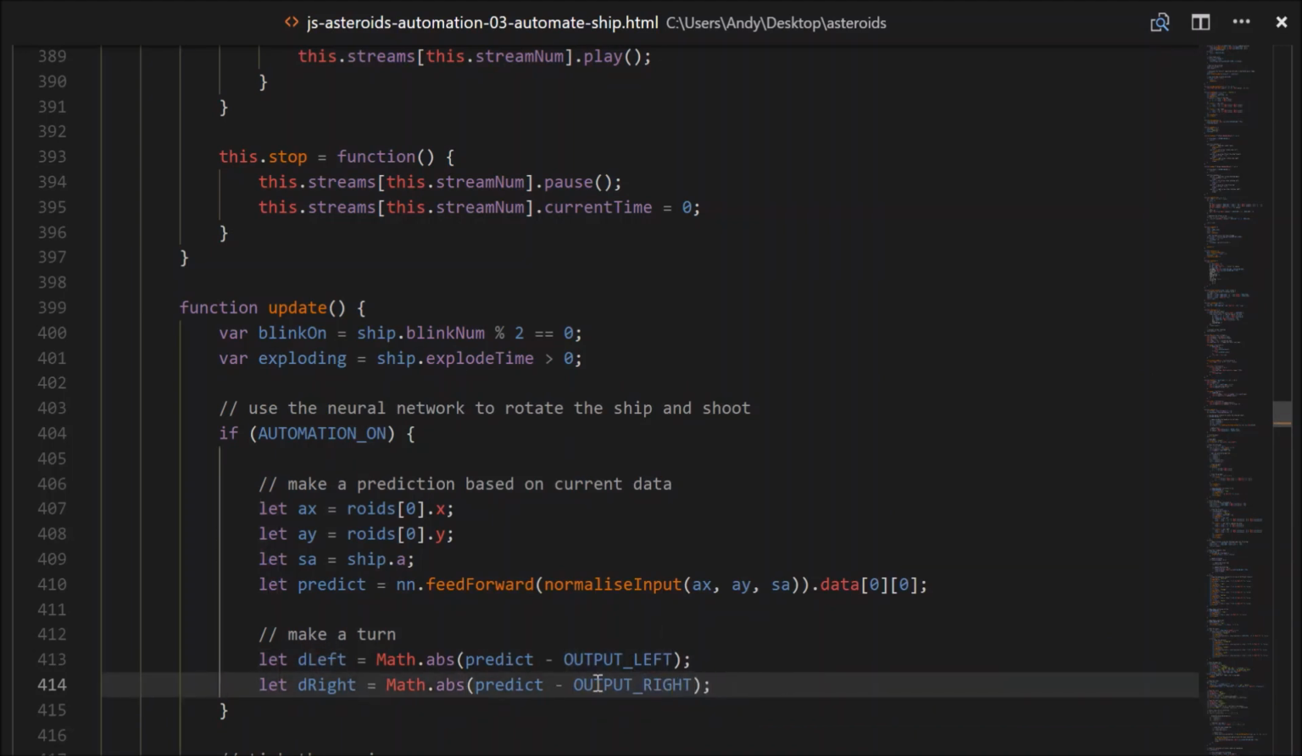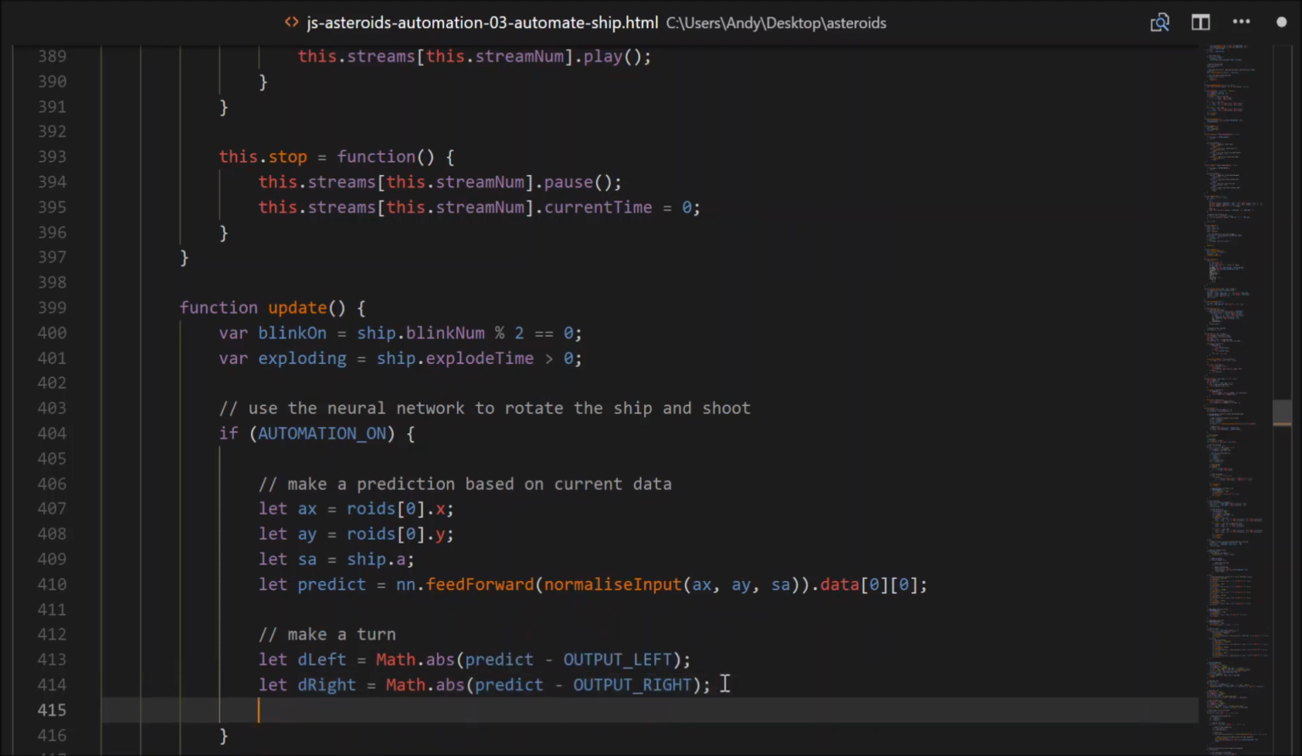So let's just try to analyze that. Just say the prediction is 0.2, right? So 0.2 minus output left is 0.2. That means it's 0.2 units close to the left. 0.2 minus 1 is 0.8. The absolute value will be 0.8. So that's not going to be what we want to do. We'll have to compare these to our thresholds.